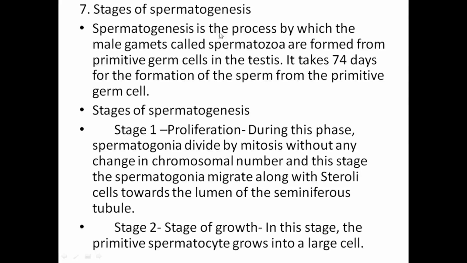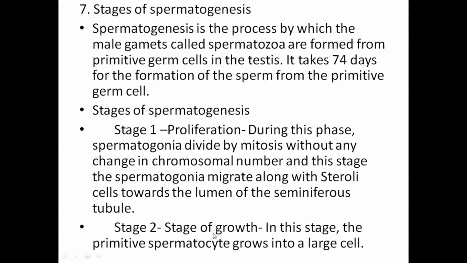Stages of spermatogenesis is the seventh question. Spermatogenesis is the process by which male gametes called spermatozoa are formed from the primitive germ cells in the testis. It takes 74 days for the formation of sperm from a primitive germ cell. The stages include, first, stage 1, that is proliferation. During this phase, spermatogonia divide by mitosis without any change in chromosomal number, and spermatogonia migrate along the Sertoli cells towards the lumen of the seminiferous tubule.